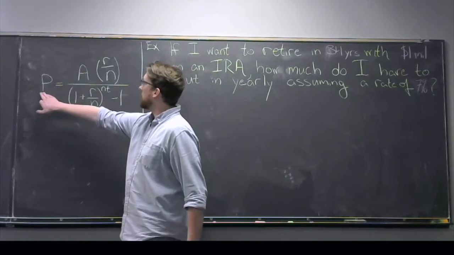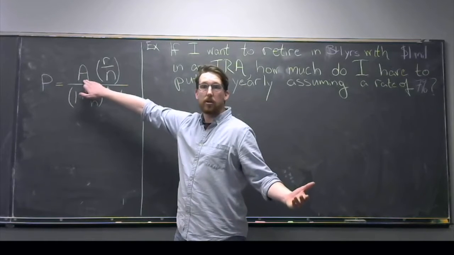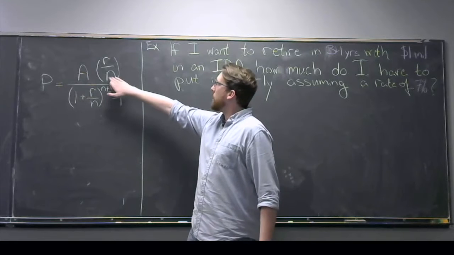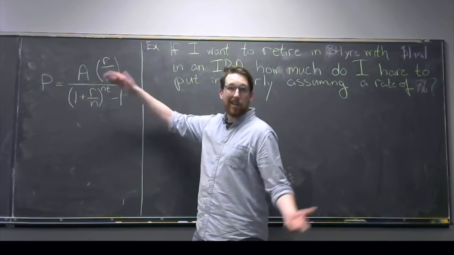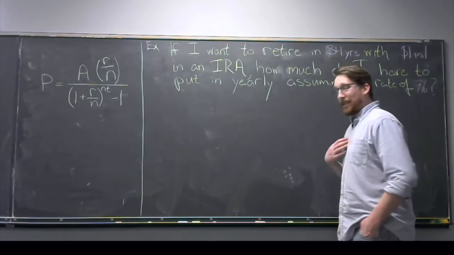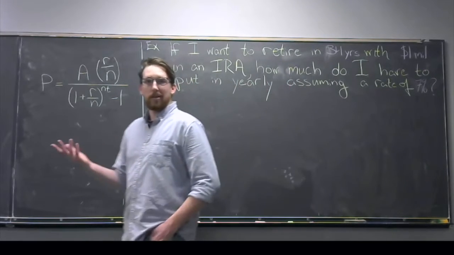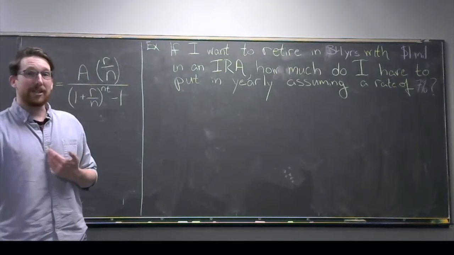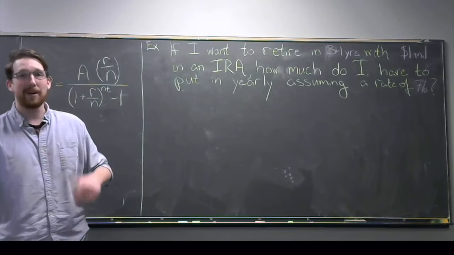So P is the payment, A is the end amount, R is the interest rate, N is the number of periods, and T is the time that we're paying it over, the number of years. So using myself as an example, because I'm curious about it, I want to know what these numbers are going to look like. If by the time I'm 65 I want to have $1 million in an IRA, how much do I need to put in yearly?